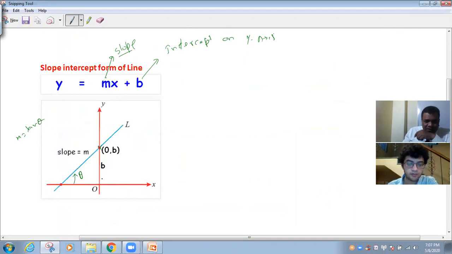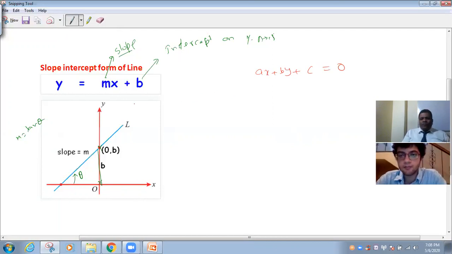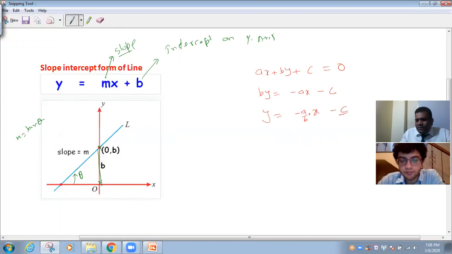What is basically b? From here to here, the distance from the origin to where the line cuts the y-axis, this is called the intercept. Right. This format is very much useful. Why? Let us say any general equation of a line is given, ax plus by plus c equals 0. I want to know the slope of this line. If you want to know the slope of this line, try to convert it into this format. Let me convert. Okay. by equals minus ax minus c. So what is y? Minus a by b of x minus c by b.